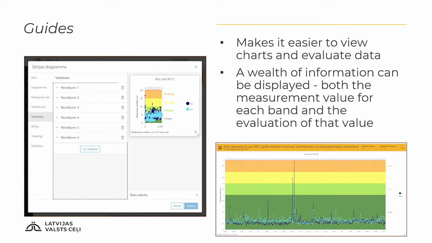A convenient tool for analyzing data without having to build a complex tool are the guides that can be added to the background of a serial graph. The graph, in combination with the guide, allows a lot of information to be displayed, both the measurement value of each band and the estimate of that value.